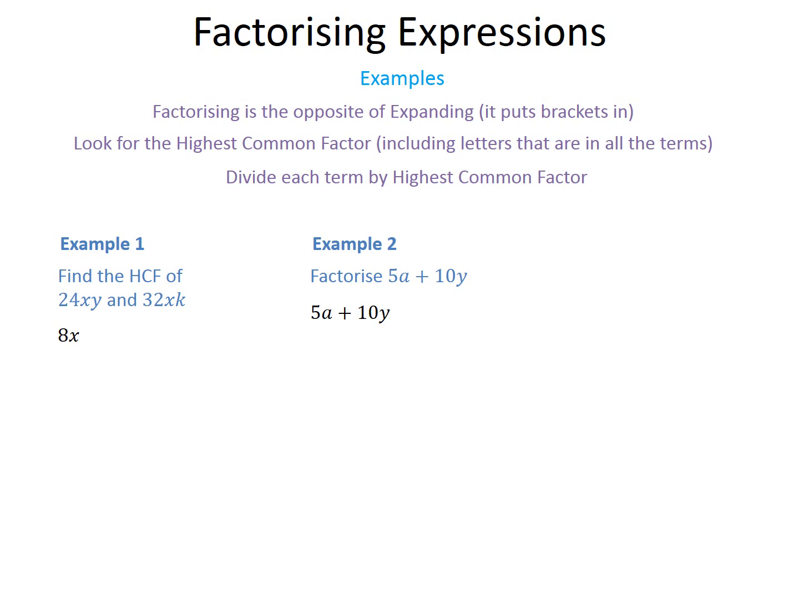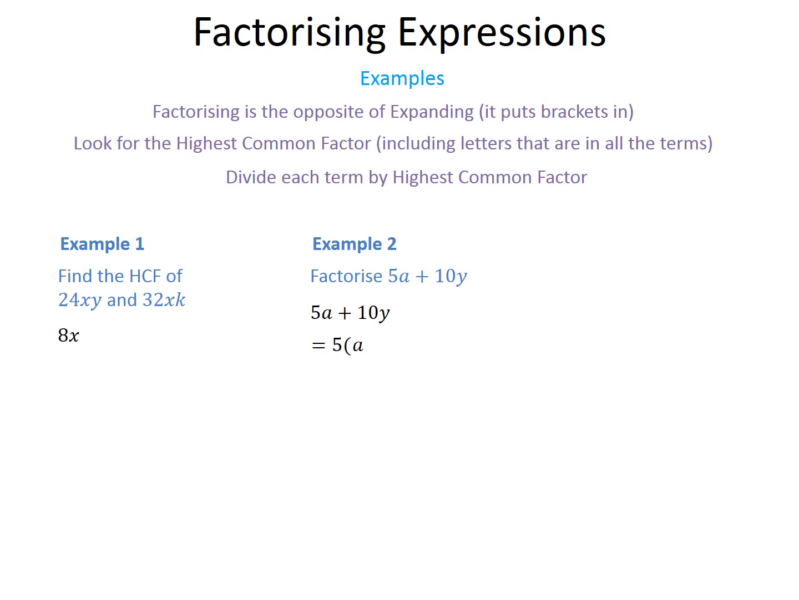And what about letters? Are there any letters on both sides? There's not, is there? There's only an A here and a Y there. There's no common letters. And so that means outside our bracket is just going to go 5. And so if I've got 5A and I divide it by 5, 5 divided by 5 is 1, and A is still going to be there because A divided by, well, there's no A there, so that means A is going to be in my answer. And so it was 1A, but remember we don't write down the 1, we just write down the A.